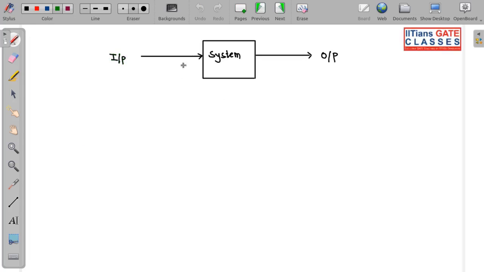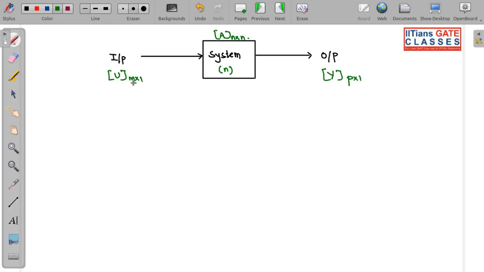Now let me show you the relationship. Your system matrix is defined by your A matrix, n cross n. Input is defined by the U matrix, so it is m cross 1, and output is defined by the Y matrix and it has dimension P cross 1.